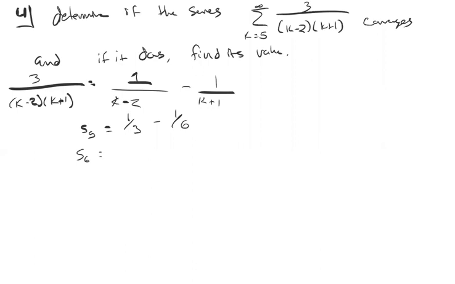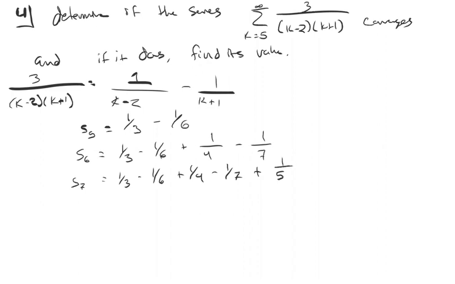S6 is, well, it's 1/3 minus 1/6, and then plus 1 over 6 minus 2, which is 4, minus 1 over 6 plus 1, which is 7. S7 is 1/3 minus 1/6 plus 1/4 minus 1/7, plus 1 over 7 minus 2, which is 5, minus 1 over 7 plus 1, which is 8.